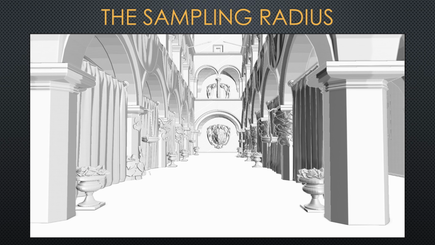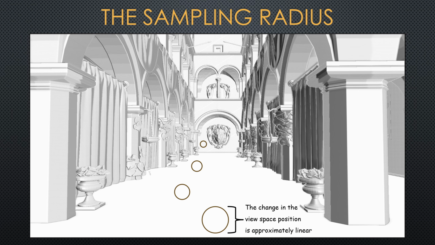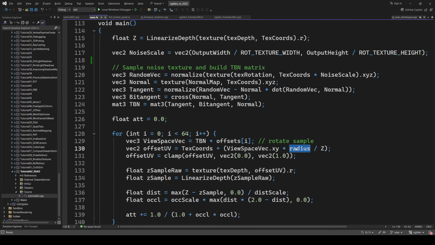This means that the hemisphere of sample points will be smaller for more distant pixels and larger for the pixels close to the camera. This makes sense from a perspective projection point of view. Also remember that for small displacements near a given fragment, the mapping from view space to screen space is approximately linear, which makes this calculation approximately correct. Again, good enough. Also notice the radius parameter here, which allows the user to tune the size of the hemisphere.